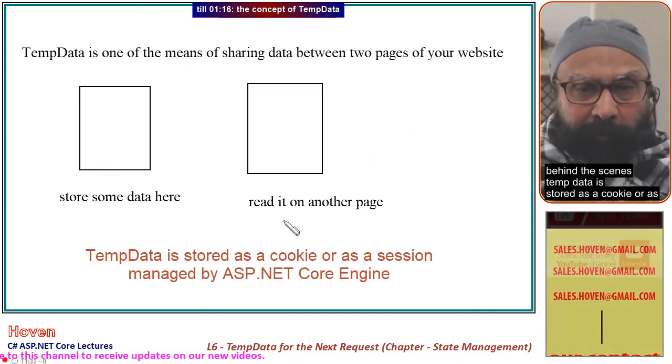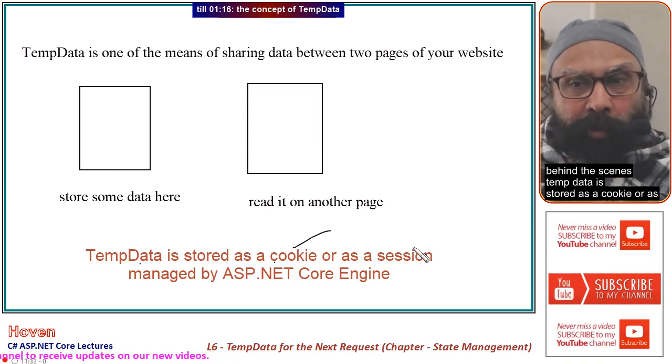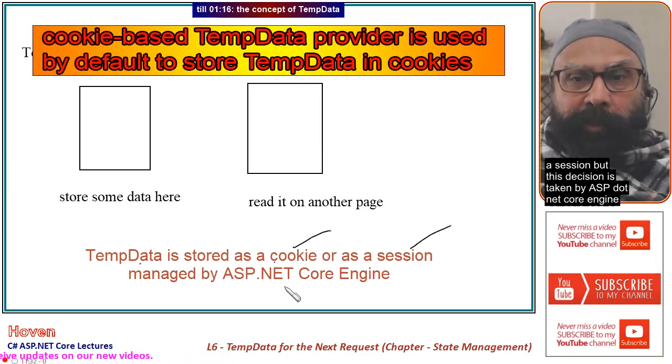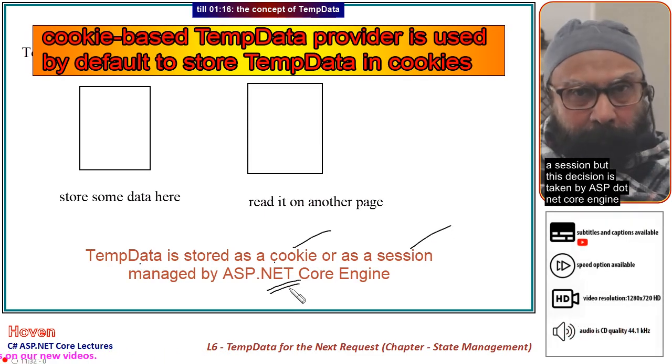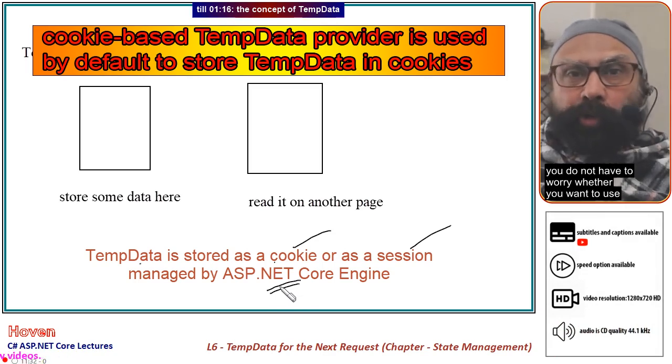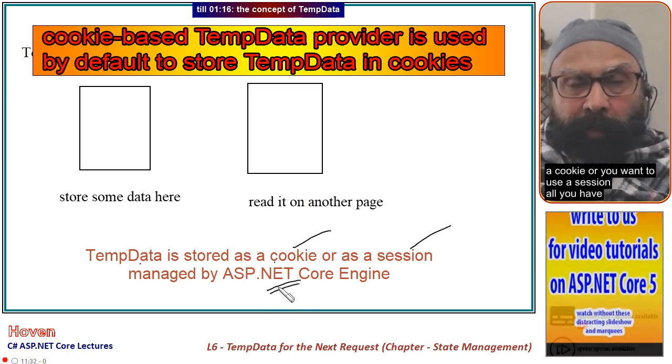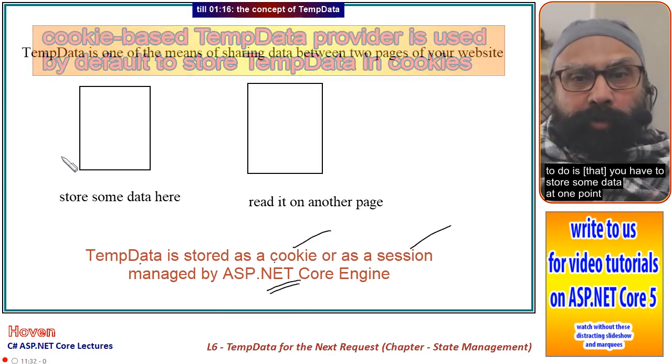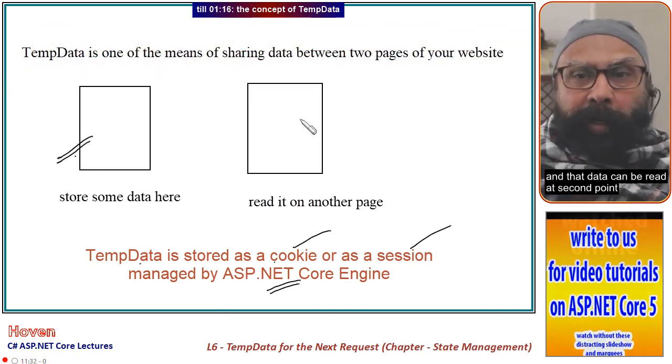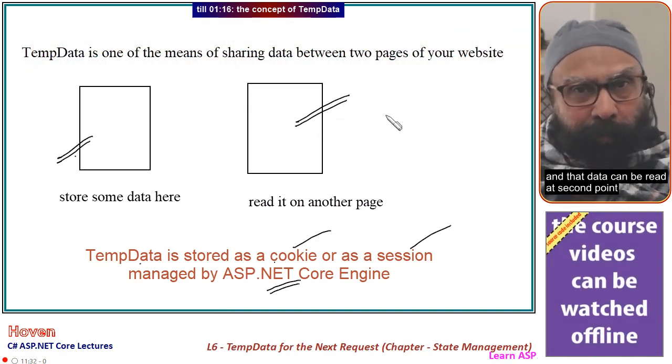Behind the scenes, TempData is stored as a cookie or as a session, but this decision is taken by the ASP.NET Core engine. You do not have to worry whether you want to use a cookie or a session. All you have to do is store some data at one point and that data can be read at a second point.